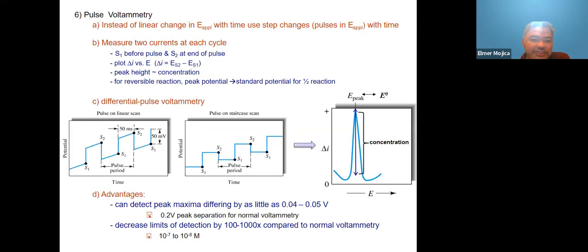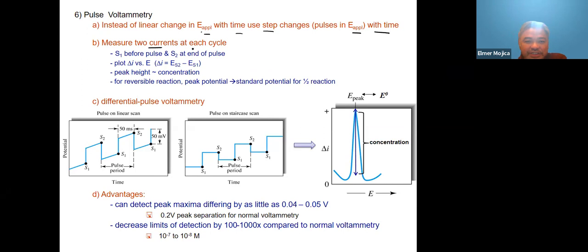Now, you can also use pulse. Ano ibig sabihin ng pulse? Di ba yung pulse taas tapos baba, taas tapos baba. So the way that you're going to do it, you apply the potential. Okay? So instead of linear, pag pulse, tataas mo tapos bababa. Okay? So taas, certain time, then baba, taas, and then baba. So instead of a linear change of the potential that is applied with time, you can use step changes or pulses in the potential that is applied with time.